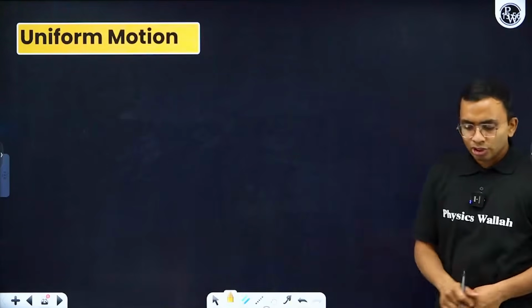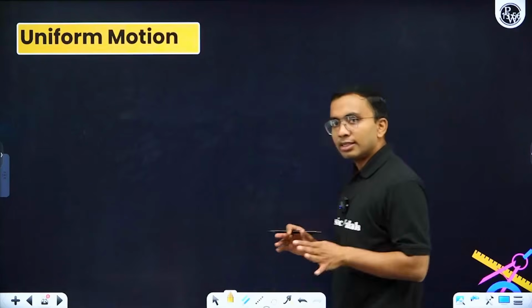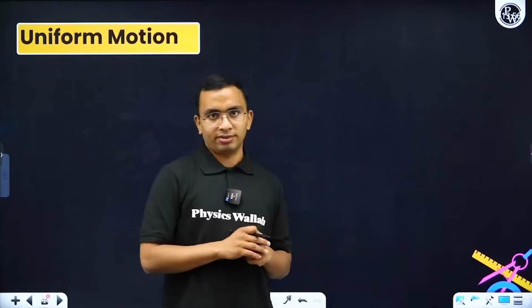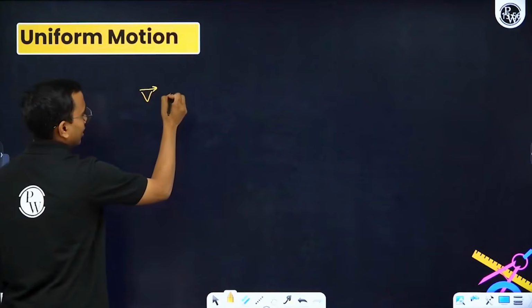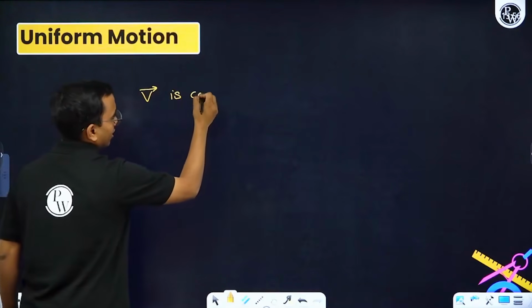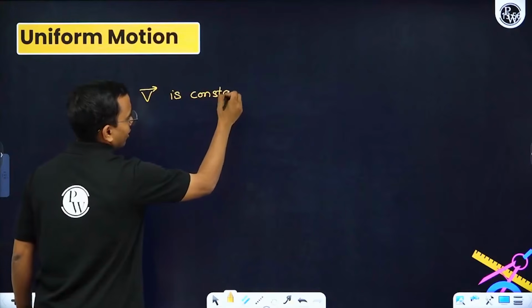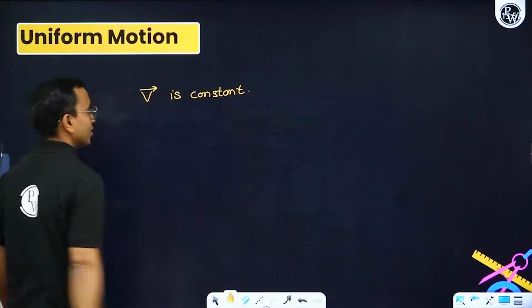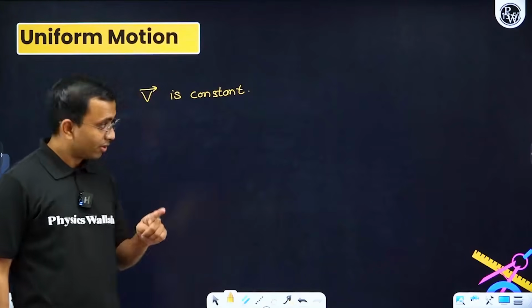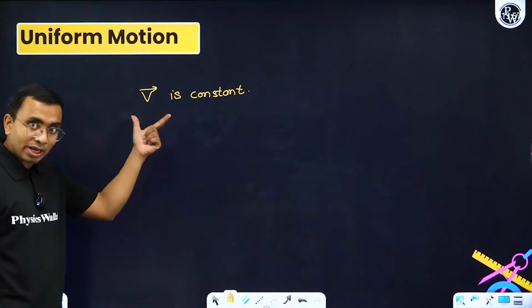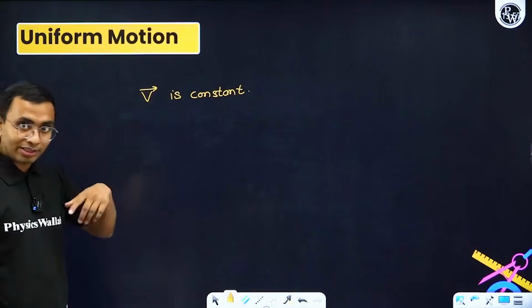Now uniform motion. Uniform motion means the velocity is not changing. Uniform motion means simply velocity is constant. Velocity is constant means both the magnitude as well as the direction. Okay, both the magnitude as well as the direction, not only the magnitude.